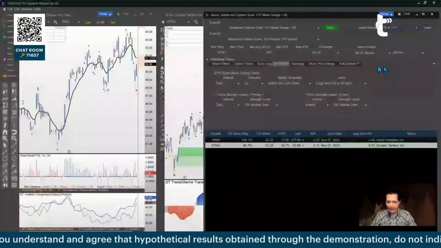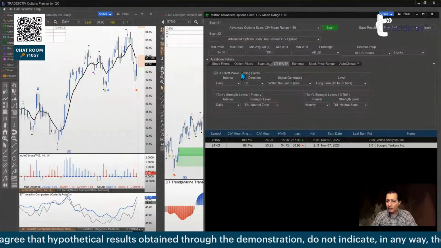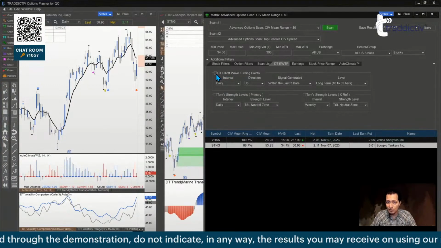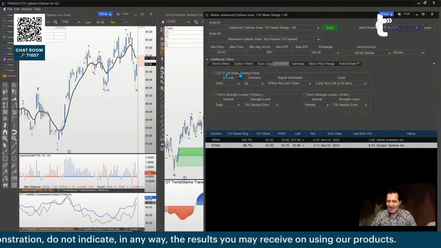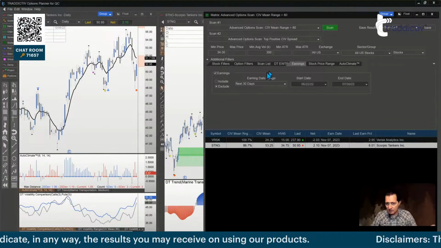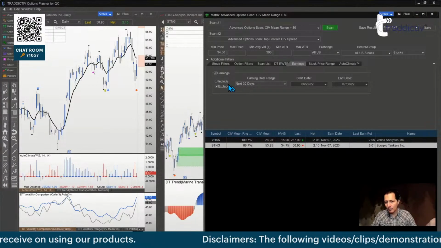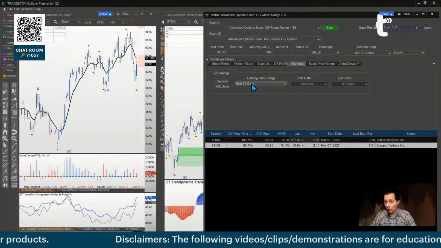Again, all of this depends on your trading plan. Maybe you don't care about Elliott waves; it's not part of your trading plan. So then you uncheck it. Okay, then you got earnings. If you are directional, probably you want to avoid earnings. So you will want to exclude, for example, the next 30 days.